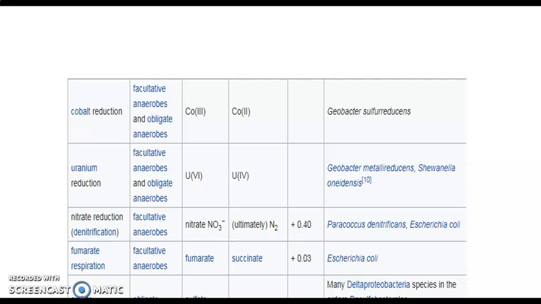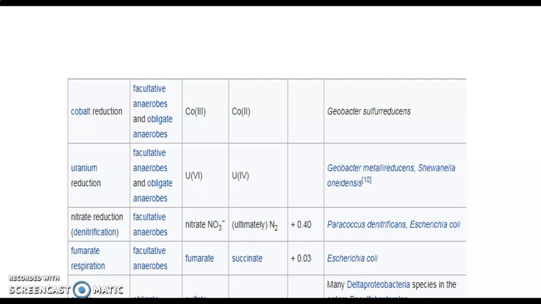Next is cobalt reduction. This takes place in facultative anaerobes and obligate anaerobes, where cobalt 3+ is converted to cobalt 2+. Examples of organisms undergoing cobalt reduction: Geobacter sulfurreducens. Next is uranium reduction, also carried out by facultative anaerobes and obligate anaerobes. Here uranium 6+ is converted to uranium 4+. Examples are Geobacter metallireducens and Shewanella oneidensis.